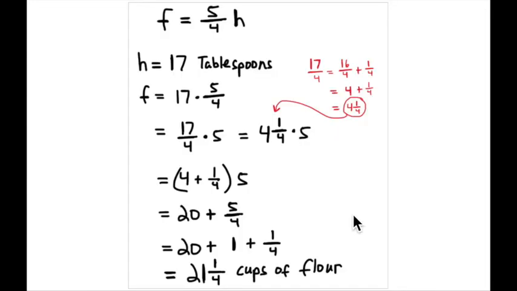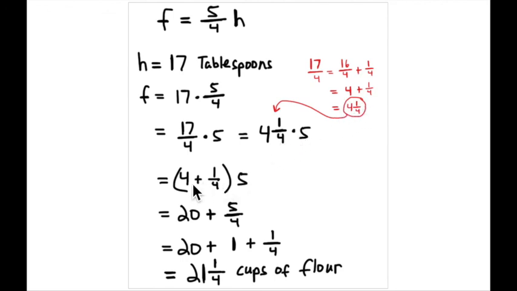Let's try 17. So again, the units of flour are 5/4 the units of honey. So honey is equal to 17 tablespoons. So the units of flour is going to be 5/4 of that. It's going to be a number that's larger than 17. So I keep pushing once again to divide by the 4 first. 17 divided by 4, and then multiply by 5. Well, 17/4 is 16/4 plus 1/4. 16/4 is easy to do. 16 divided by 4 is 4, and then you have 1/4 left over. So this is 4 1/4, and you're going to multiply that times 5.